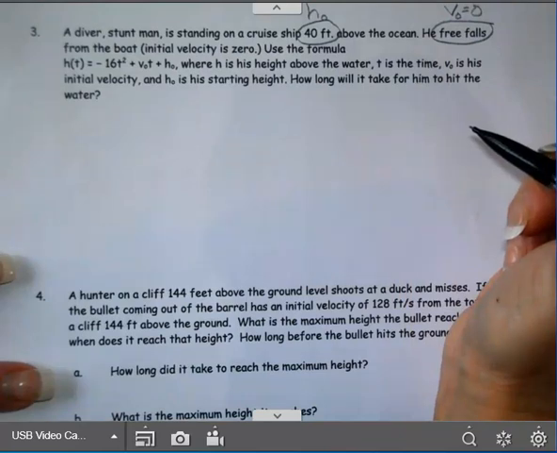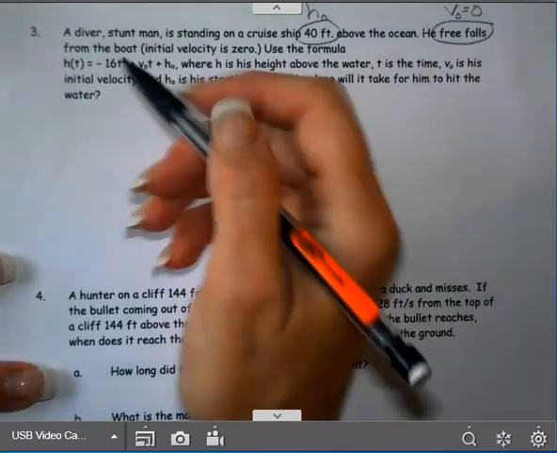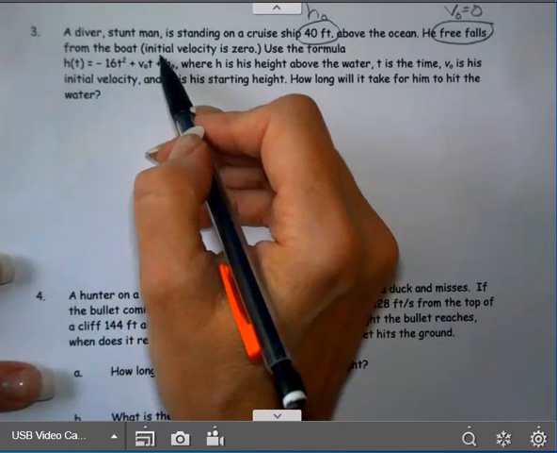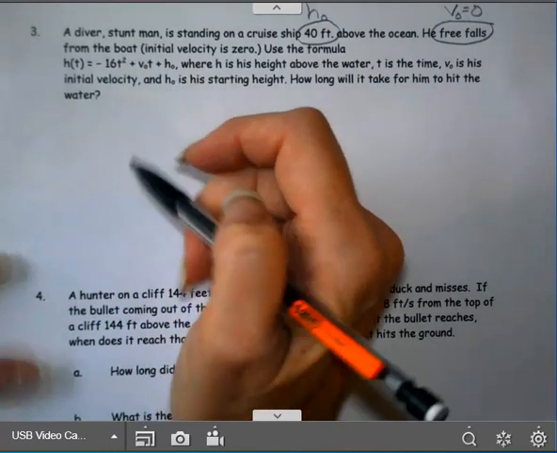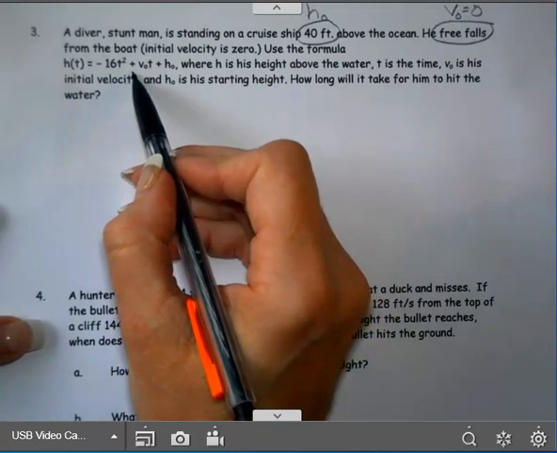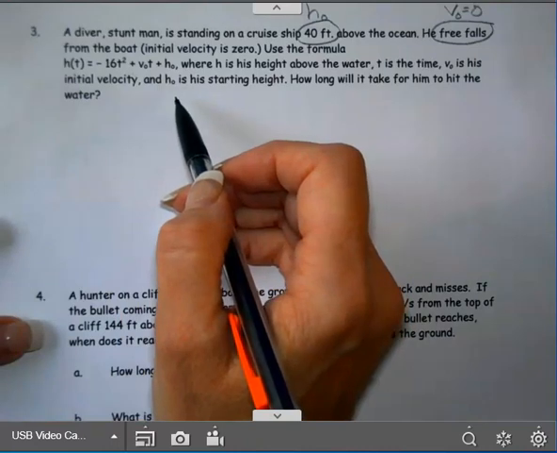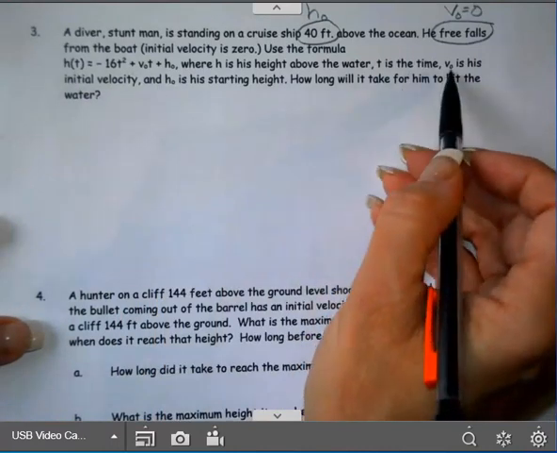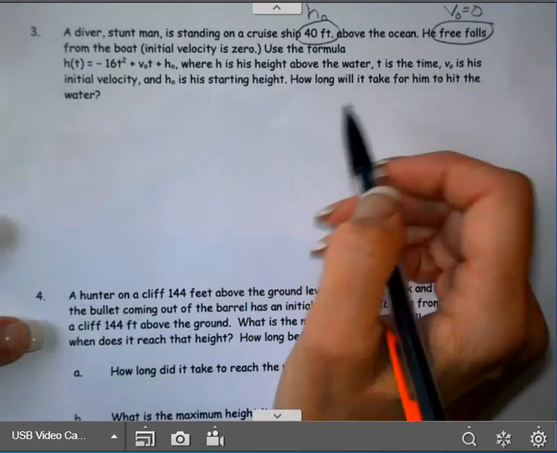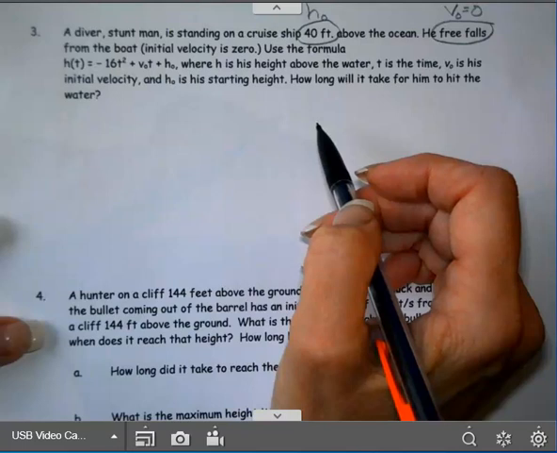If you throw something, it would have initial velocity. But if you drop or free fall, it will have an initial velocity of 0. From the boat, so I even told you here, the initial velocity is 0. Use the formula. So this is our formula we've been using in the last 2 examples, where h is the height above the water, t is the time, v naught is the initial velocity, and h naught is the starting height. How long will it take him to hit the water?